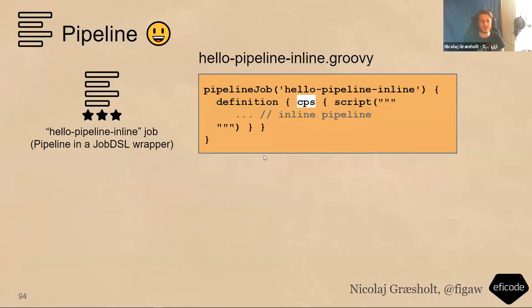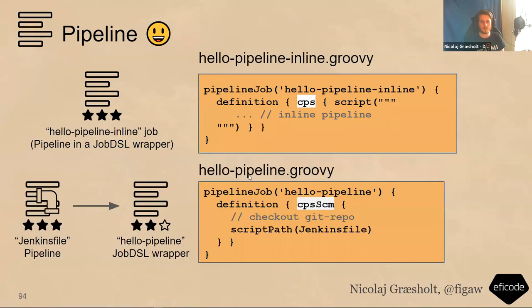So this is what it looked like when I had it inline. So I have my Hello Pipeline inline job with the pipeline code inlined in the job. But I can also reference using the CPS SCM. So I'm referencing that my Jenkins file comes from some Git repository. And then when I check it out, the Jenkins file should be in my workspace, and I have the job specification from that. So that's how the job will be created.